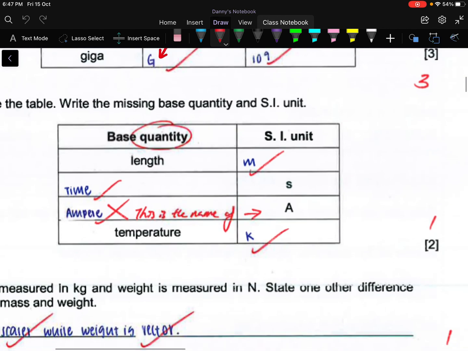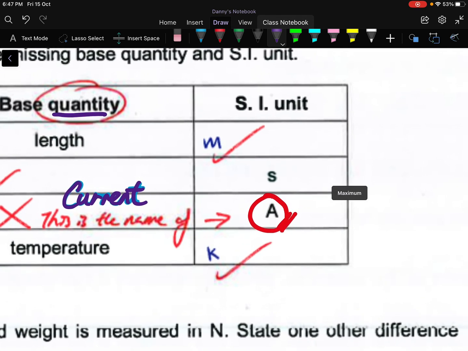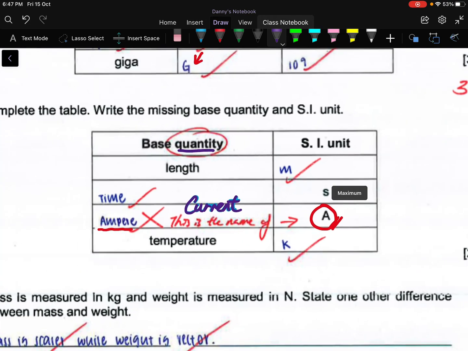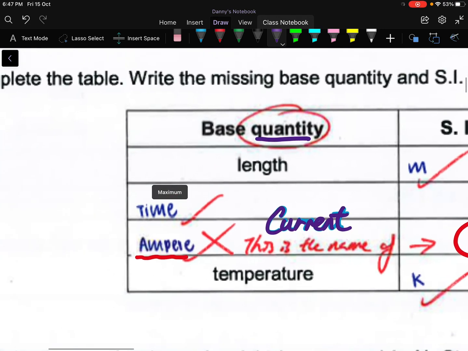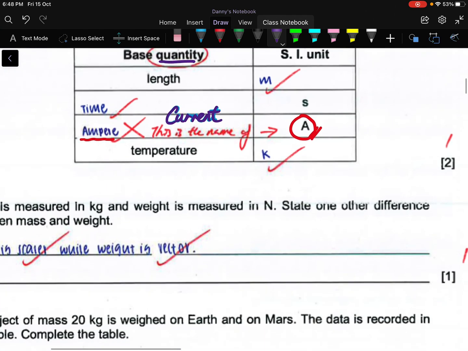Okay, for question 2, you need to know the name of the unit. So for example, A, this is ampere. This is the name. So ampere is actually the name of this unit. But what is ampere measuring? Ampere is actually measuring the current. Okay, so when we say quantity, we are actually checking what quantity are we measuring. So for example, the name of the unit is seconds, but the quantity that we are measuring would be time. So that's the difference between name of unit and name of quantity.